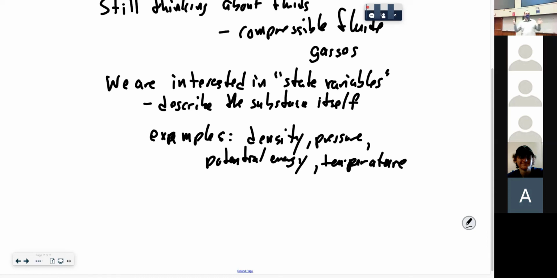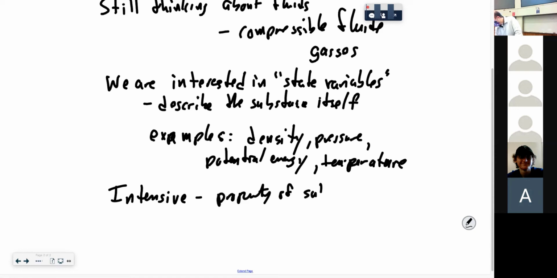We break them up into two different kinds of variables, though, and some of them we're more interested in than others. So let's think about intensive state variables and extensive state variables. Intensive are the property of a substance, not the quantity. So they are independent of the quantity of the stuff you have. That says quantity. I'm sorry, you can't read it.